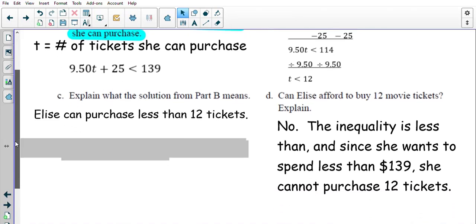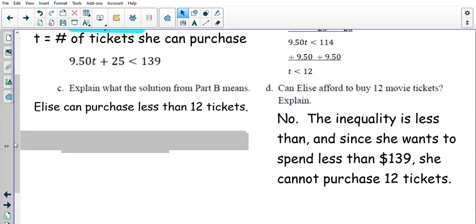So I don't care how you word it as long as you explain why she cannot buy 12 movie tickets. I said here the inequality is less than, and since she wants to spend less than $139, she cannot purchase 12 tickets. In fact, if she purchases 12 tickets, she'll be at exactly $139, and she wants to spend less than that amount.